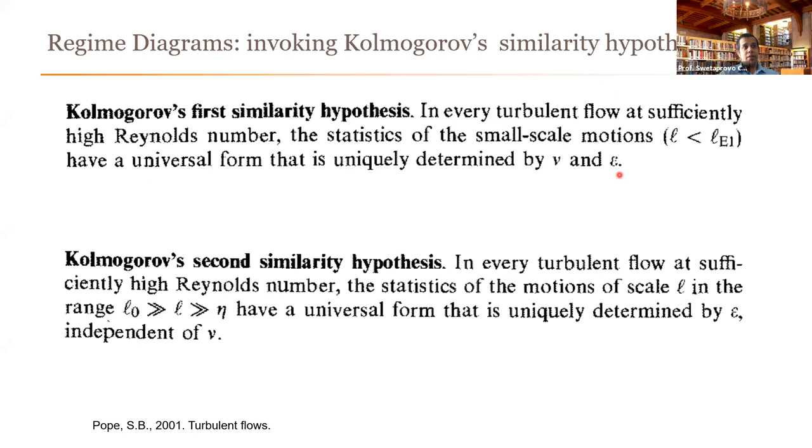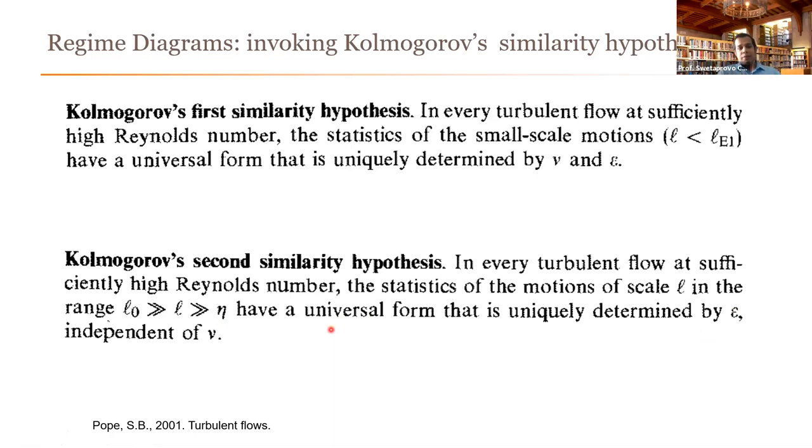Not small scales, that is intermediate scales, that comes from the second similarity hypothesis. Intermediate scales between the energy containing range and far away from the Kolmogorov length scale have a universal form that is uniquely determined by turbulent kinetic energy dissipation rate alone and independent of kinematic viscosity. Okay? And that is why it is called the inertial range. It doesn't know anything about friction.